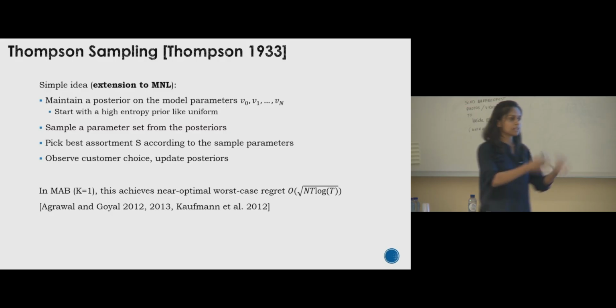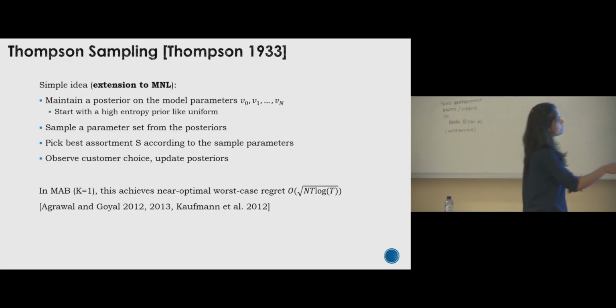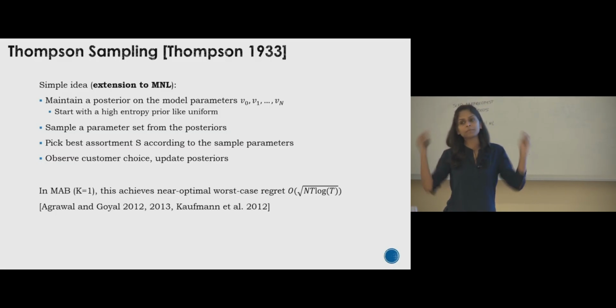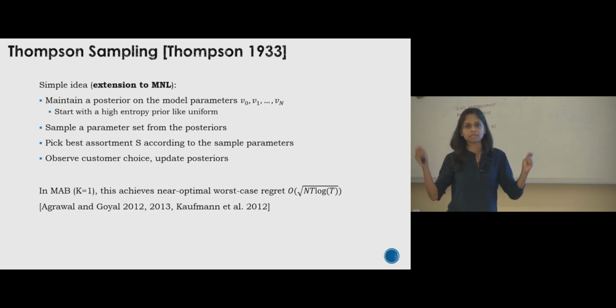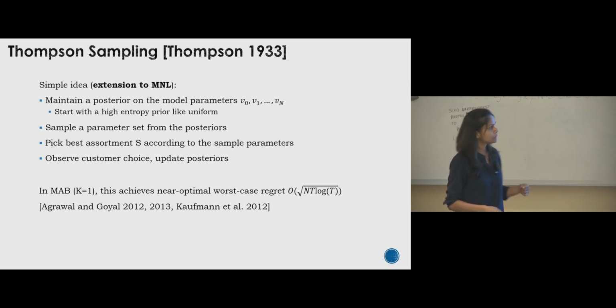And every time you offer a set and you observe the choices, you'll do some updates to these posterior distributions. And I'll go into how to do that. And the idea is that every time you have these distributions, you sample parameters from the distribution, and then you pretend that these are the true parameters and pick the best assortment. Okay, that's the way the algorithm will keep going.